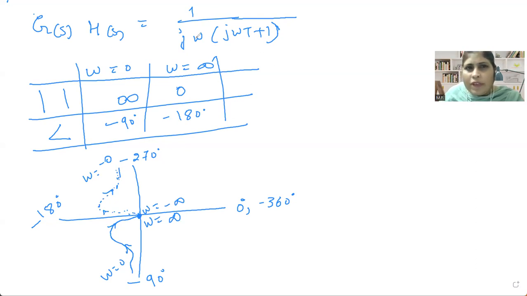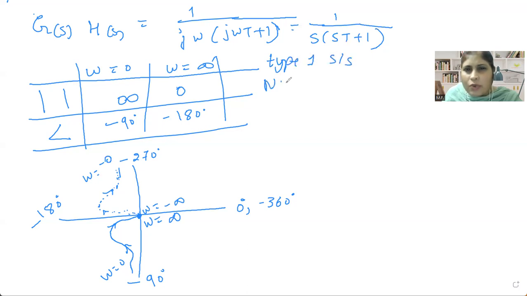So we have seen already that this is equal to how much? S into (ST plus 1). This is showing the type of the system: in the denominator, the power of S represents the type of the system. The maximum power of S is 1, so this is a type 1 system. For a type 1 system, the Nyquist contour is required to encircle the plot by minus pi, that is minus 180 degrees. So this is the semicircle with radius infinite.